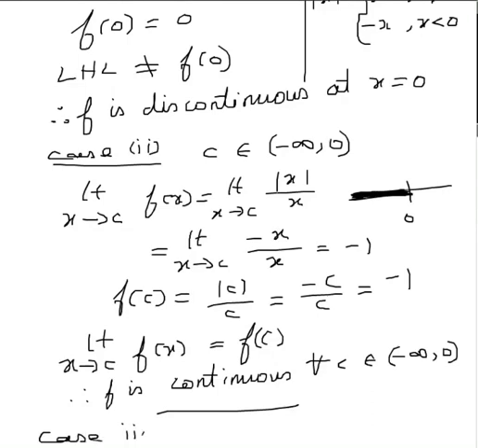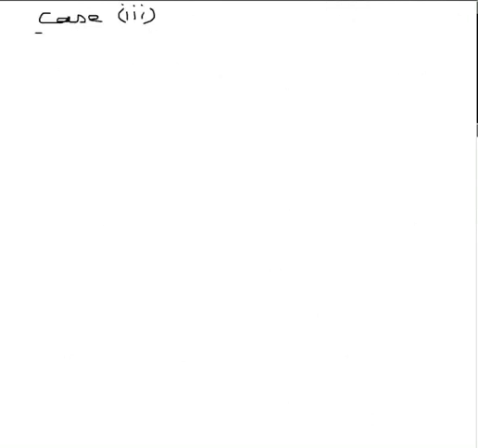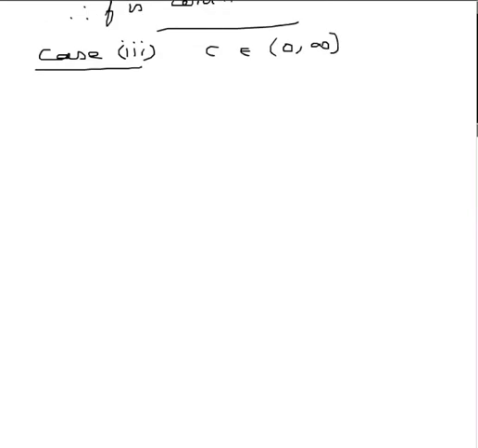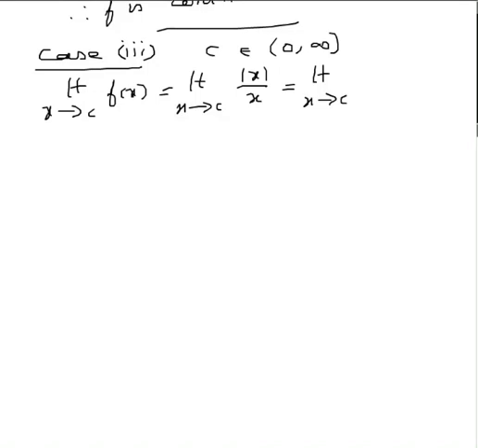Now case 3. We will check for positive real values. We will take c belonging to 0 to infinity. Limit x tending to c of f of x will be limit x tending to c of absolute value of x by x. I have to remove the absolute value sign, but all my c values are positive. I know absolute value of x is x itself for positive values. Therefore, the answer is 1.